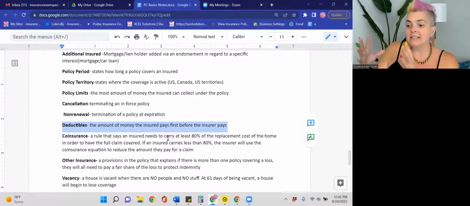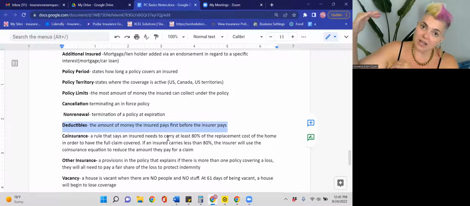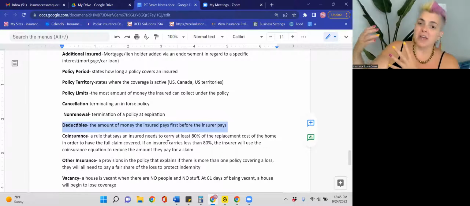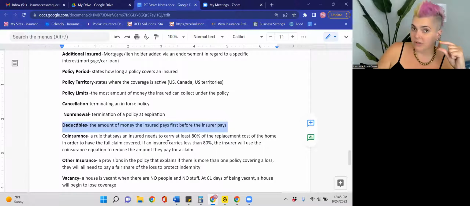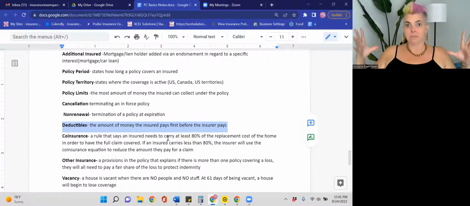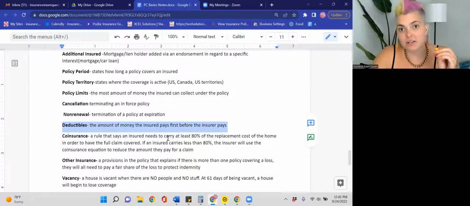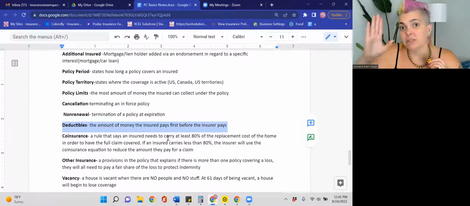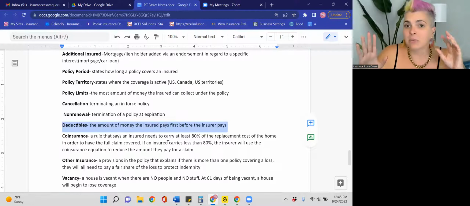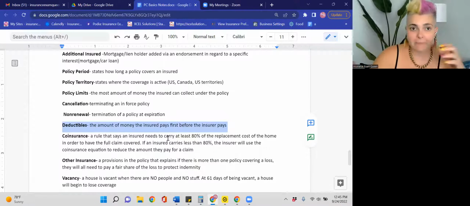So when you're willing to take on more, when you're willing to file fewer claims because you have a higher deductible, they will honor that by lowering the premium. So the smaller the deductible, the bigger the premium. A person with a $250 deductible is way more likely to file a claim than a person with a $1,000 deductible. So when you go with a $1,000 deductible, you will have a lower premium than someone who has a $250 deductible. And that's why.